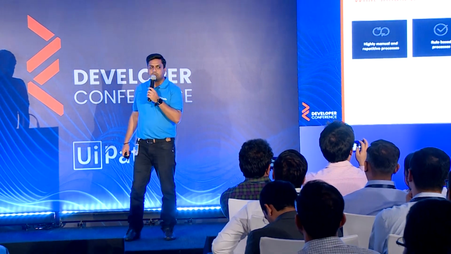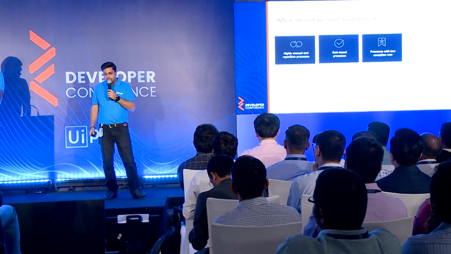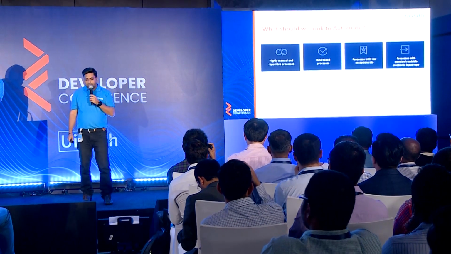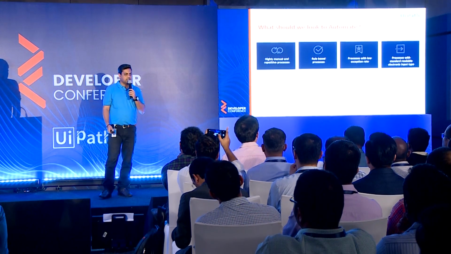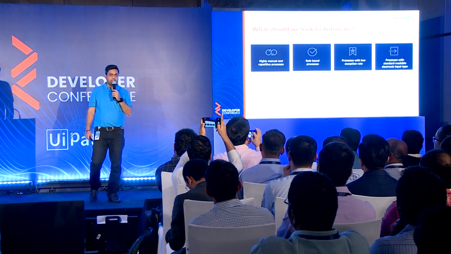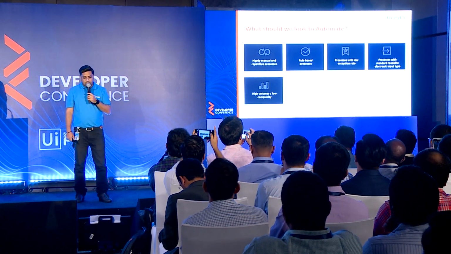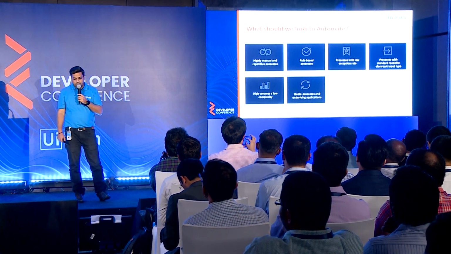Correct. So most of us were absolutely on target. Highly manual and repetitive processes. Rule-based processes. Processes with low exception rate. And why do you think we say processes with low exception rate should be targeted first? So anyone? Faster deployment? Yeah. Processes with standard readable electronic inputs, which is basically the input data should be digital. We are not looking into image-based processing at the first stage itself. High volumes, low complexity. Stable processes.